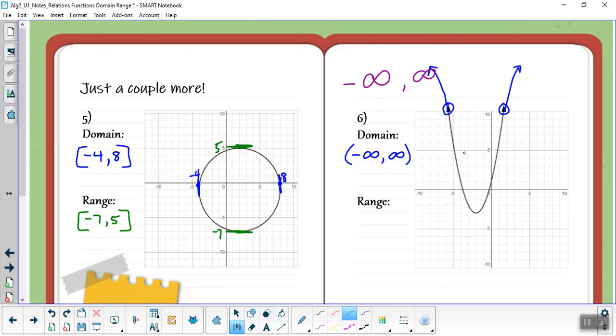Range is still up and down, so how far down does this graph go? Goes down to here, which is at -3. Then it is going to go up forever because of these arrows. So the farthest down is -3, comma, up forever, since it's going to positive numbers forever, we would say positive infinity. -3 has an actual point there, so we would get a bracket. Infinity you can't touch, so you get a parenthesis.